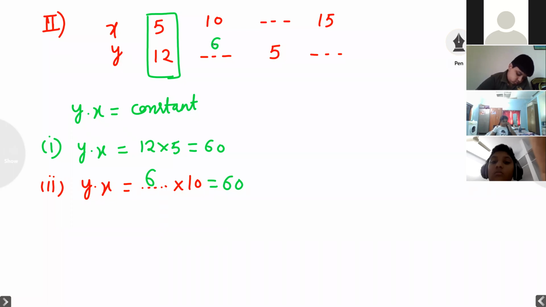Y into x, y value we don't know. X value he has given is 10. In this 10, which number do I want to multiply so it will become 60? Case 2 completed. Case 3. Y into x is equal to, the value of y is 5. Second case completed. Third case I am checking.